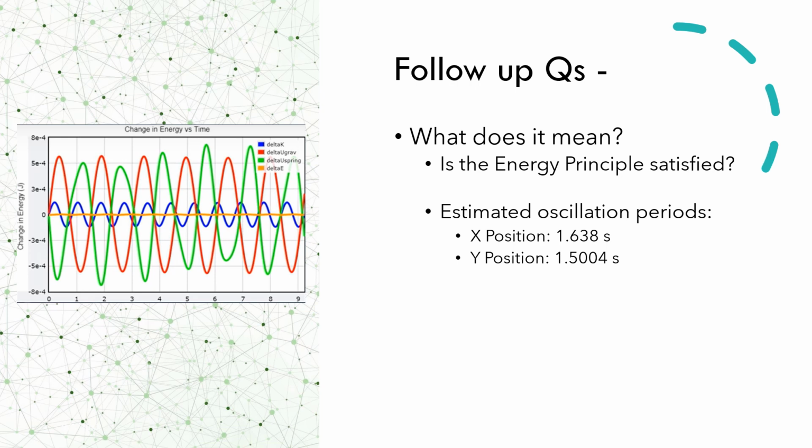The period of oscillation I found from the x data was 1.638 seconds, and from the y data it was 1.5004 seconds. The difference is most probably due to drag or air resistance acting on the system.